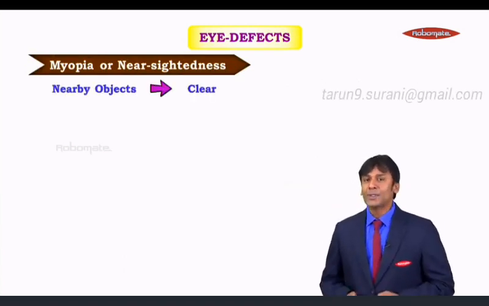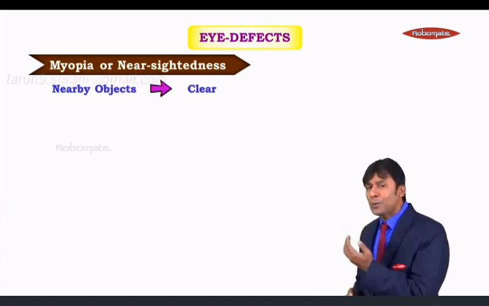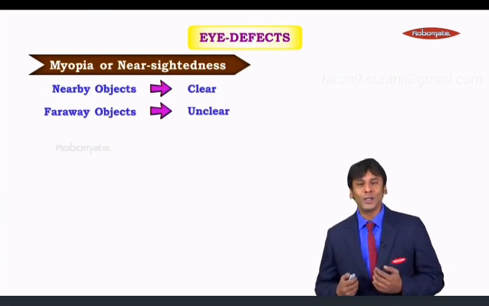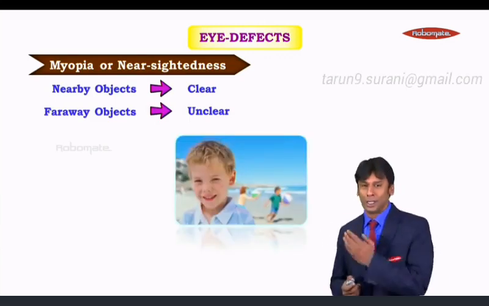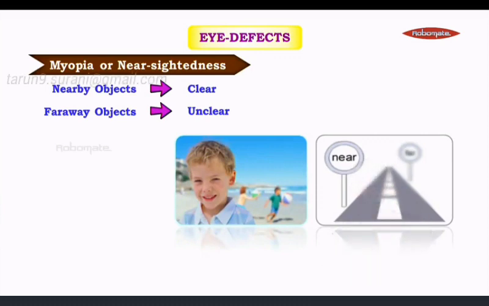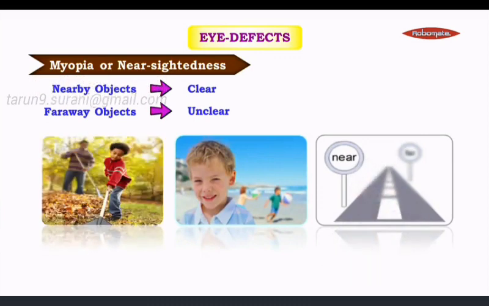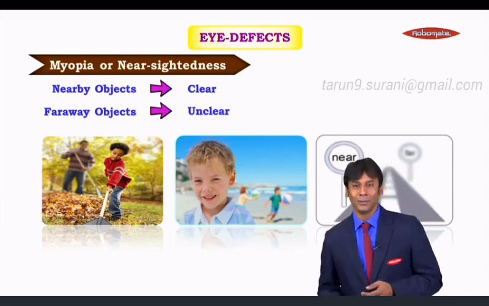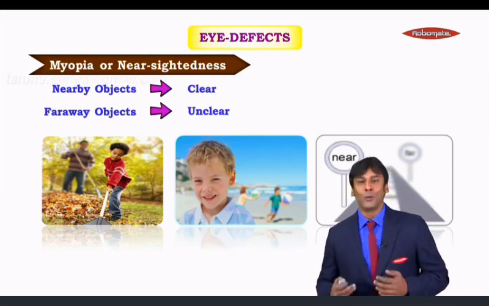Now what happens in nearsightedness? The nearby objects are clear, but the faraway objects are unclear. So when this person looks at a nearby object, that will be clear, but far away is unclear. Let's see one more example. The nearby object you can see is clear, but the far away is unclear. The boy nearby is clear, but the man far away is unclear. So this is the vision of a myopic person.